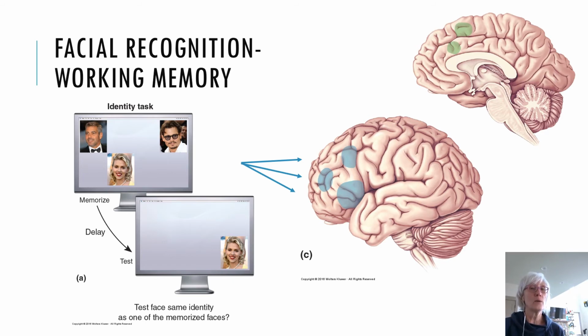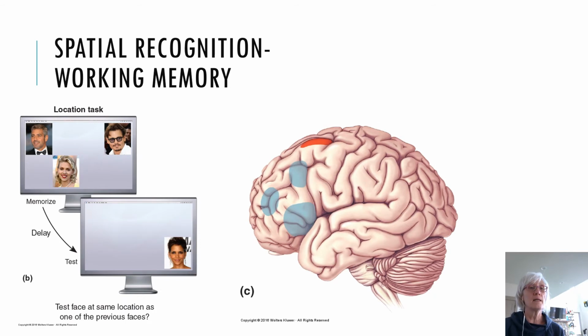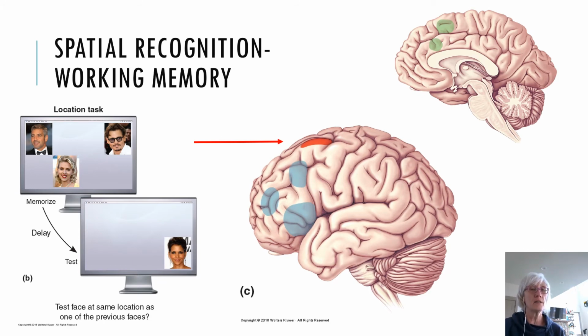In addition to the blue regions, there were these other green highlighted regions that were also very active in recognizing faces. A similar test using faces was the location task, which asked subjects to remember not necessarily the faces that were on the screen, but the places on the screen where the faces had been located. So they look at the faces initially, and then the faces go away, and then a new face pops up, and the subject is asked, is this face where one of the other faces were located? This is spatial recognition, and this is also working memory. And rather than those blue areas becoming active during this type of working memory, this red area, in addition to the green areas, were very active in the brain.